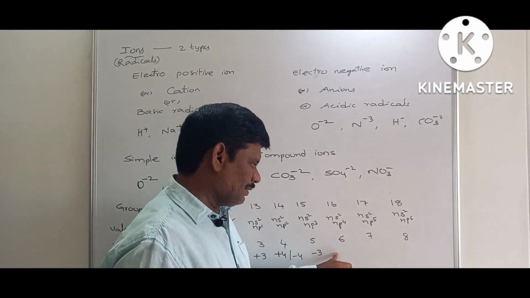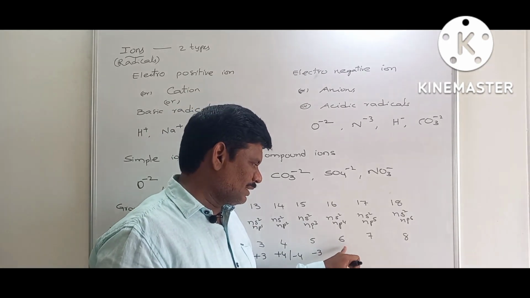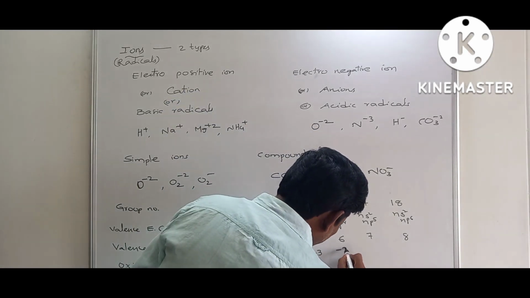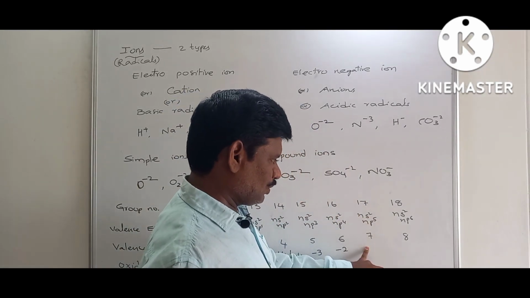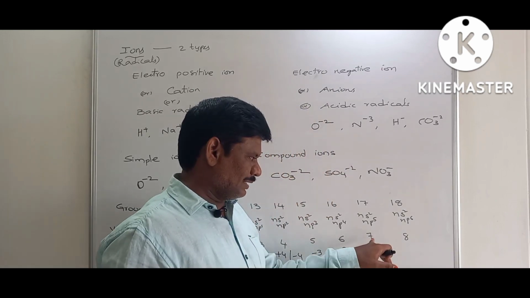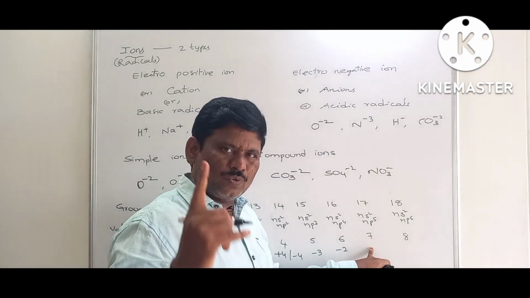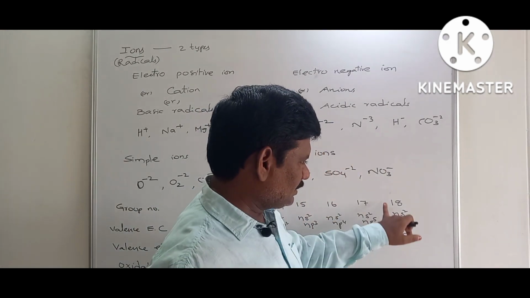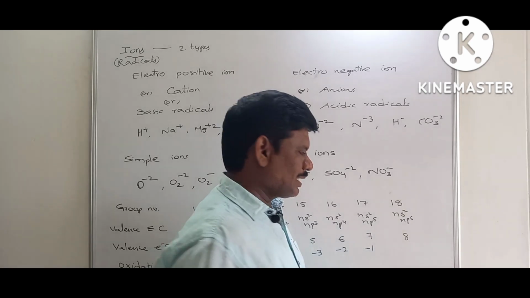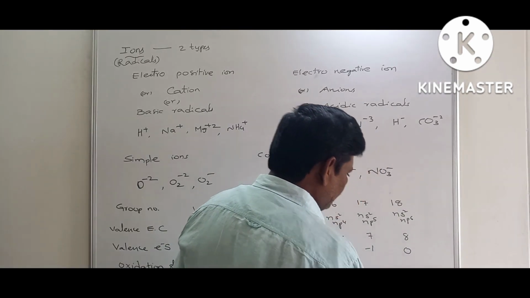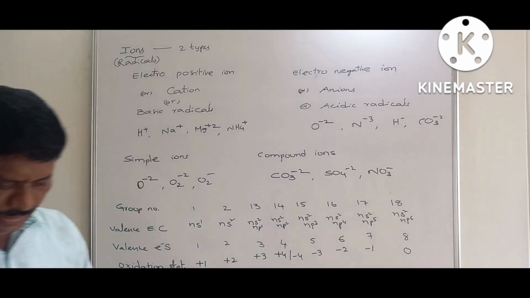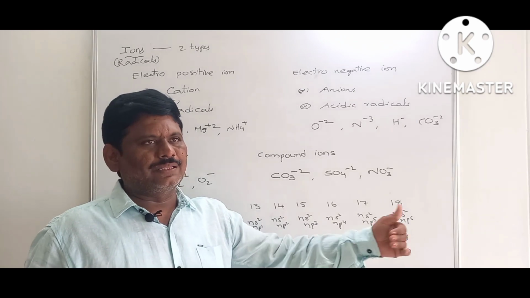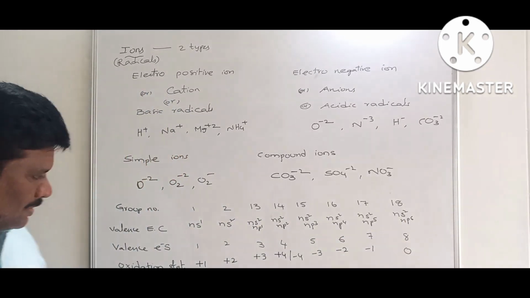Next, 16th group elements have 6 electrons in their valence shell, so only 2 electrons are required. They easily gain 2 electrons, which means minus 2 charge. In the 17th group, 7 electrons are present in the valence shell. Only 1 electron is required, so they gain 1 electron to get minus 1 charge. For the 18th group, it is not necessary, because they already contain 8 electrons in their valence shell, so the charge is generally 0. There are exception cases, which can be discussed in the next classes.